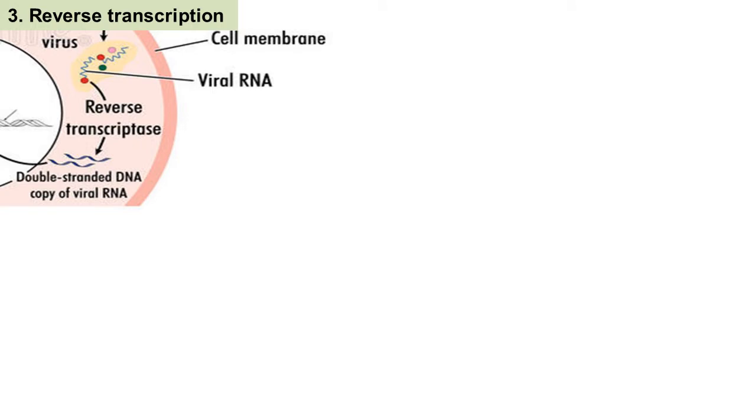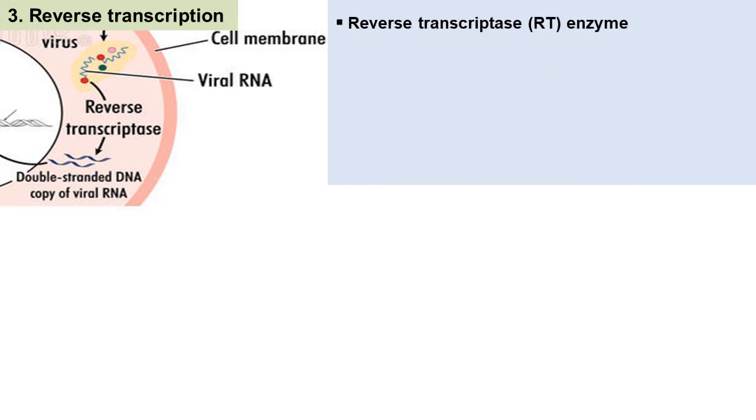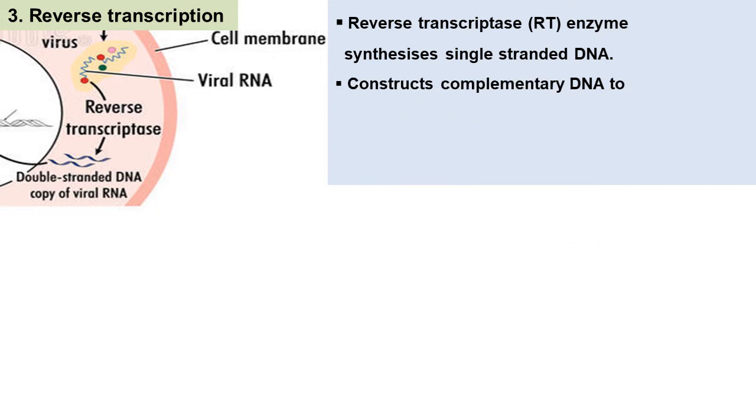Next step is reverse transcription. With the entry of the viral genome, the reverse transcriptase enzyme synthesizes single-stranded DNA using viral RNA as the template. It then later degrades the viral RNA. It then constructs complementary DNA to form double-stranded viral DNA. This process is opposite to the principle of central dogma, which states that information flows from DNA to RNA to protein. Therefore, this virus is known as retrovirus.